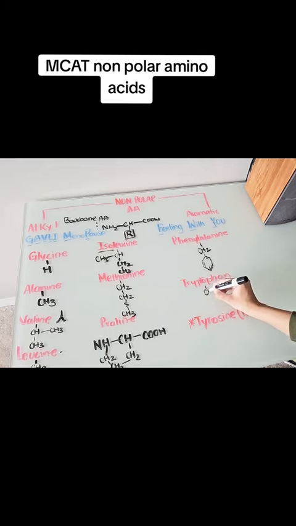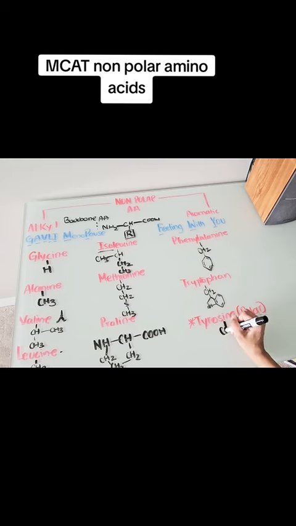Tryptophan's pretty much the same, but it has an indole, which is a heterocyclic compound. So CH2, an indole, and a benzene group that makes it aromatic. The reason I have a star next to tyrosine is because it's a polar amino acid. It's under aromatic because it also has a benzene group. So it's very simple. You just have CH2, a benzene group, but because it's polar, you're going to have a hydroxyl group at the end.